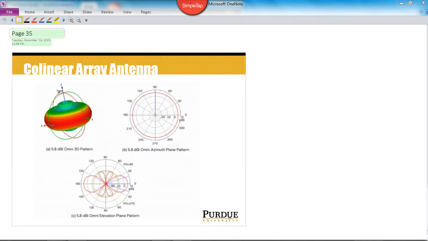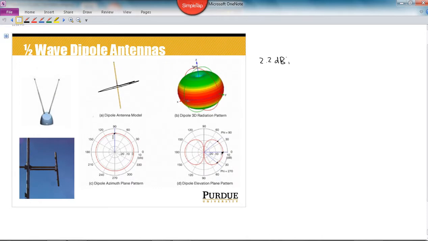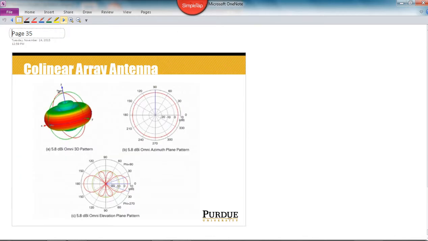So we saw that the half-wave dipole is an omnidirectional antenna that radiates most preferentially in the XY plane here, and it's somewhat directional in the elevation plane. It's omnidirectional because it's non-directional in the azimuth plane. And we can increase the directivity of an omnidirectional antenna, and we can therefore give it higher gain.